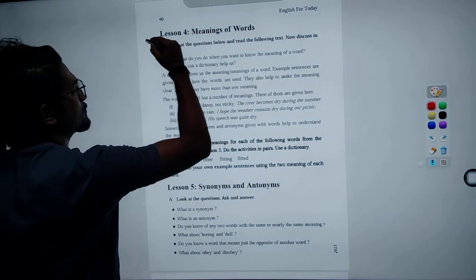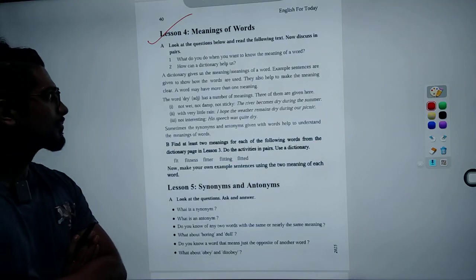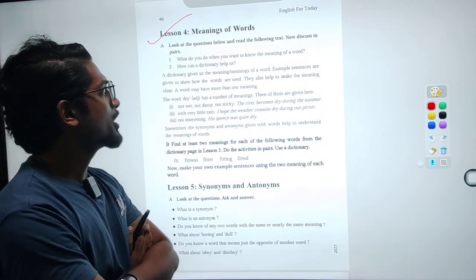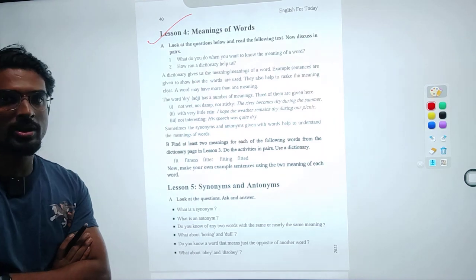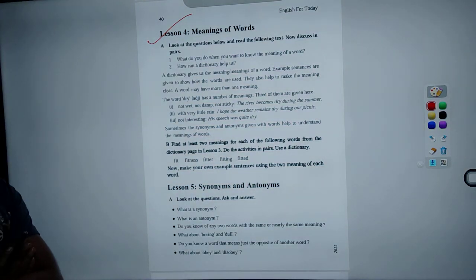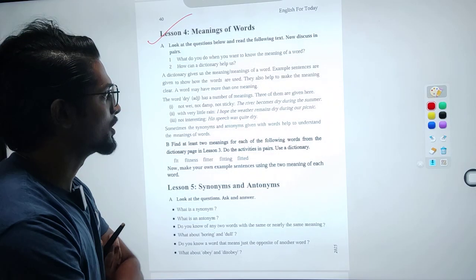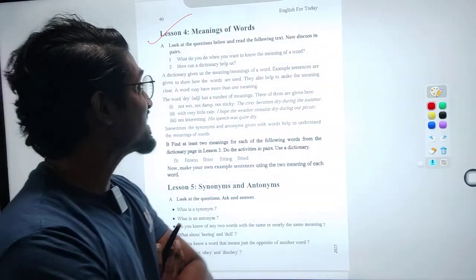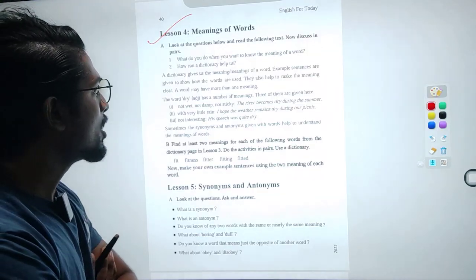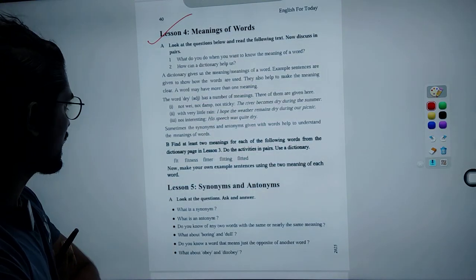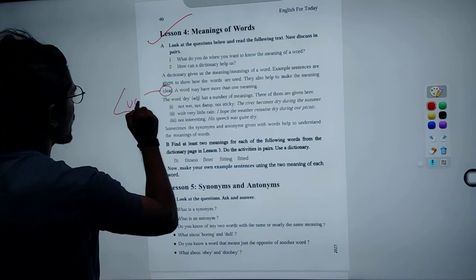Lesson 4. Meaning of words. Let's see. What do you do when you want to know the meaning of a word, and how can a dictionary help us? We already answered the question. A dictionary gives us the meanings of a word. Example sentences are given to show how the words are used. They also help to make the meaning clear.